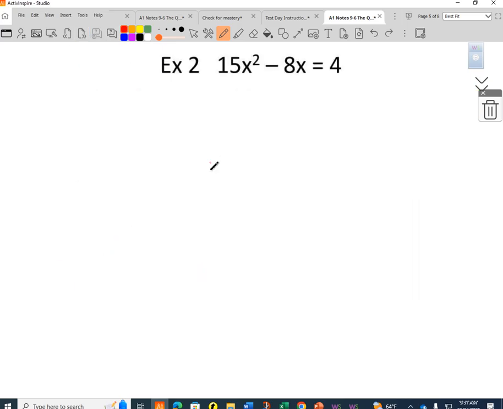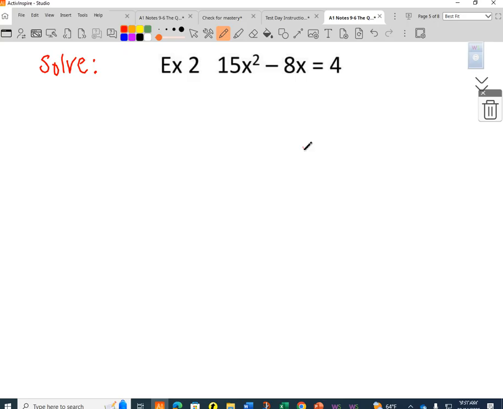So this is our first example, and the directions here are going to be solve using the quadratic formula. Now, on your test for this unit, this test is going to test you on everything we've learned so far in Chapter 9, all the Chapter 9 parts, 9.1 through 9.4, and then all of it together.